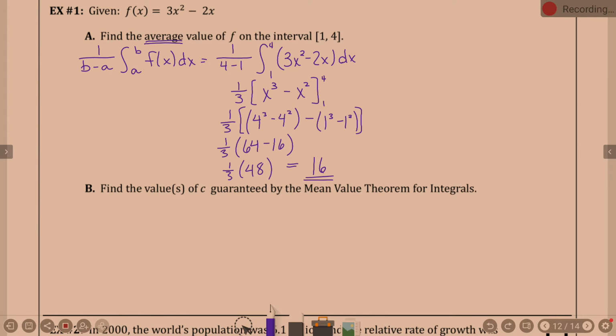Okay, part B. Find the value or values of c guaranteed by the mean value theorem for integrals. Now, the idea, and which way do I want to set this up?